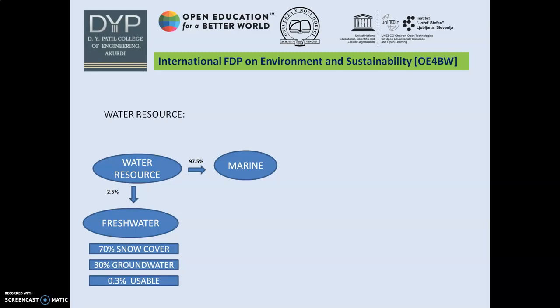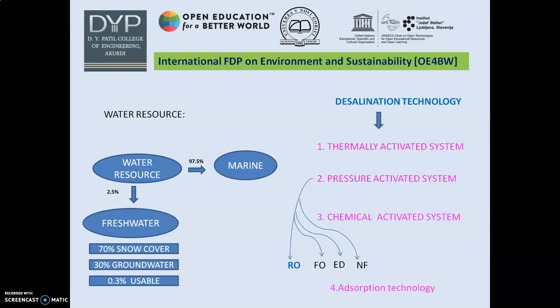So to mitigate the scarcity of fresh water, there is a need for a technology which can better supply fresh water. The technology I am discussing here is desalination technology, which provides the means to mitigate this limited amount of usable water. There are 4 categories or groups of desalination technology.